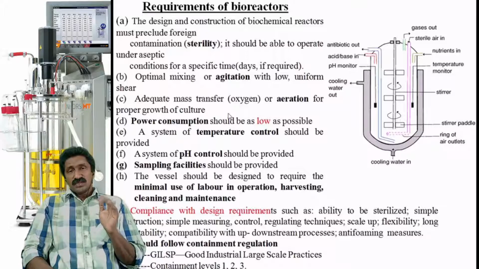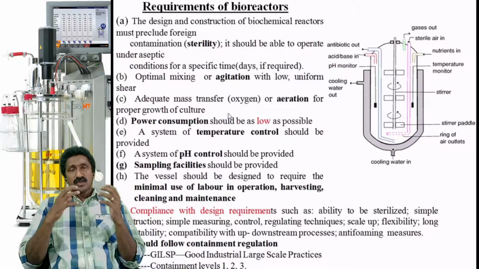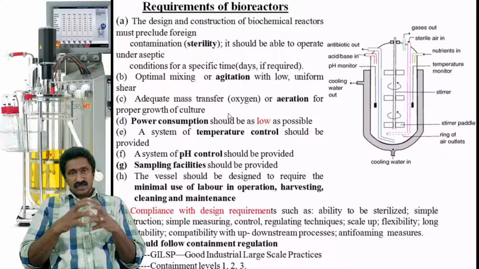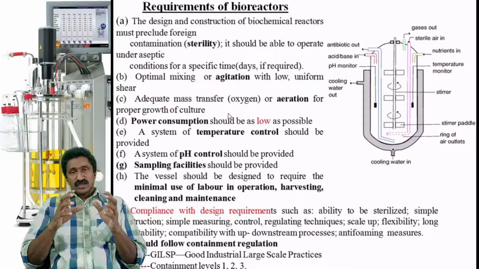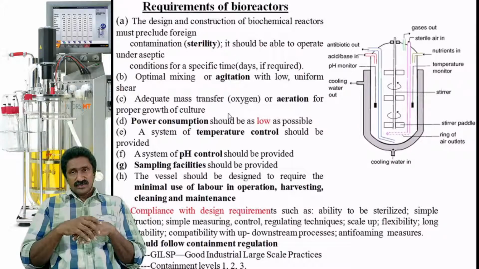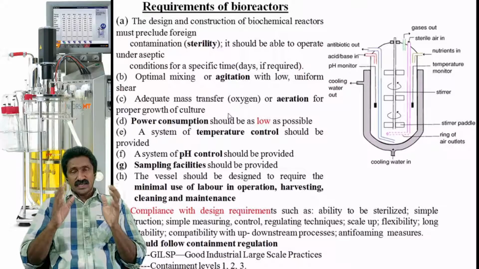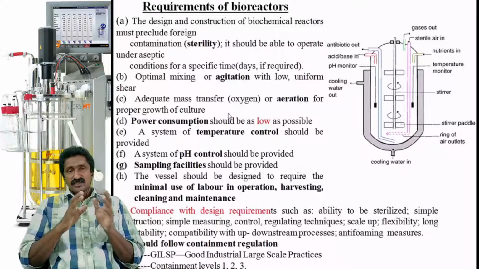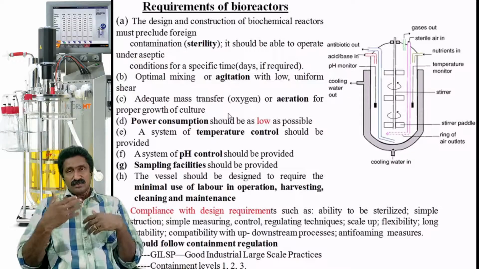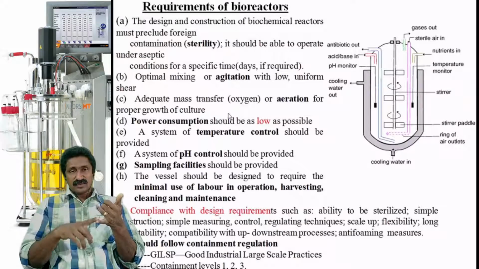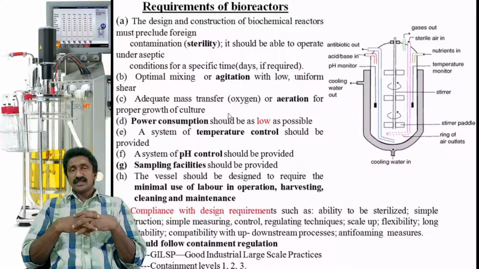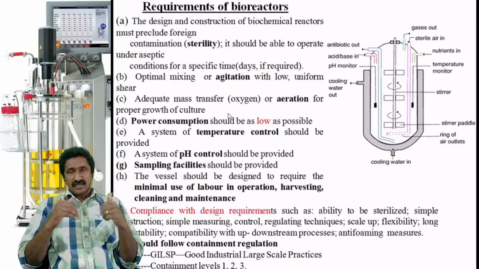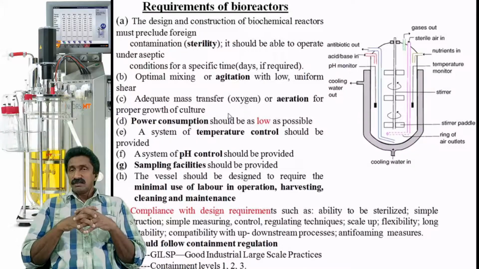Then the vessel should be designed to require minimal use of labor in operation, harvesting, cleaning and maintenance, etc. Manual intervention during the operation needs to be minimized, so the vessel and the entire process should be designed in such a way that there is minimal manual handling, like harvesting, cleaning, maintenance, etc. So maximum possible automation should be there, so that manual intervention and subsequent contamination can be minimized.